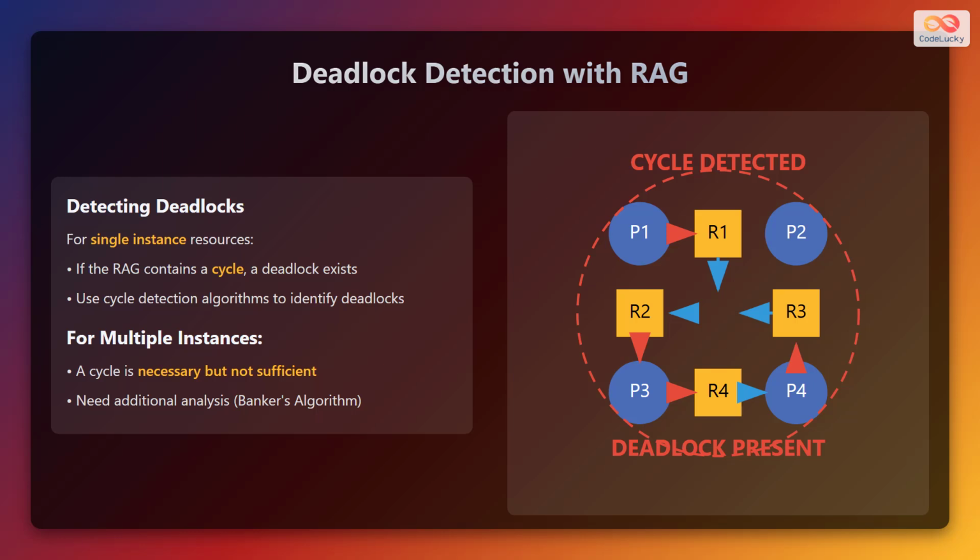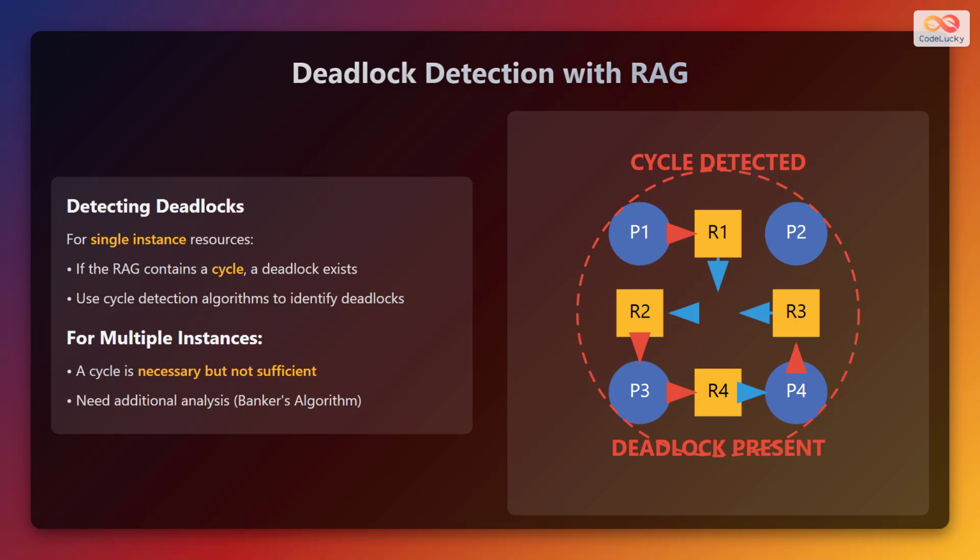Now let's talk about deadlock detection using the Resource Allocation Graph. For single-instance resources, if the RAG contains a cycle, a deadlock exists. We can use cycle detection algorithms to identify these deadlocks. For multiple instances of a resource, a cycle is a necessary but not sufficient condition for a deadlock. In such cases, we need additional analysis, such as the banker's algorithm.